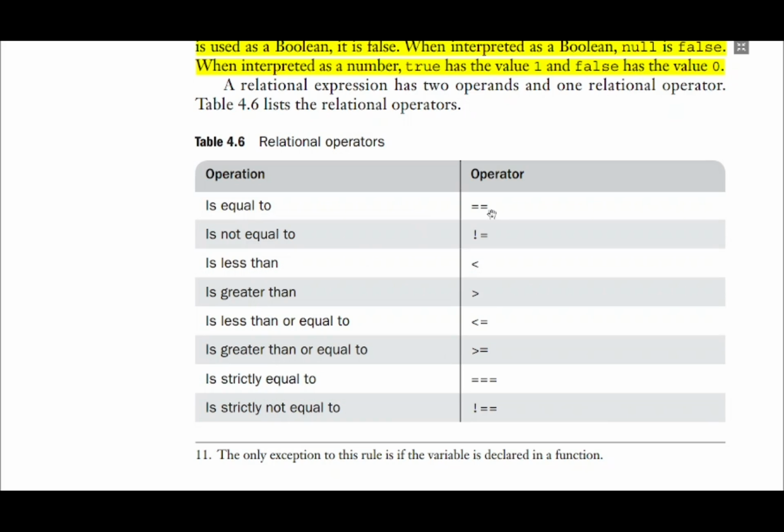So double equal to stands for is equal to, where coercion is allowed, then not equal to, less than, greater than, less than or equal to, greater than or equal to, then strictly equal to is indicated using 3 equals, and strictly not equal to.